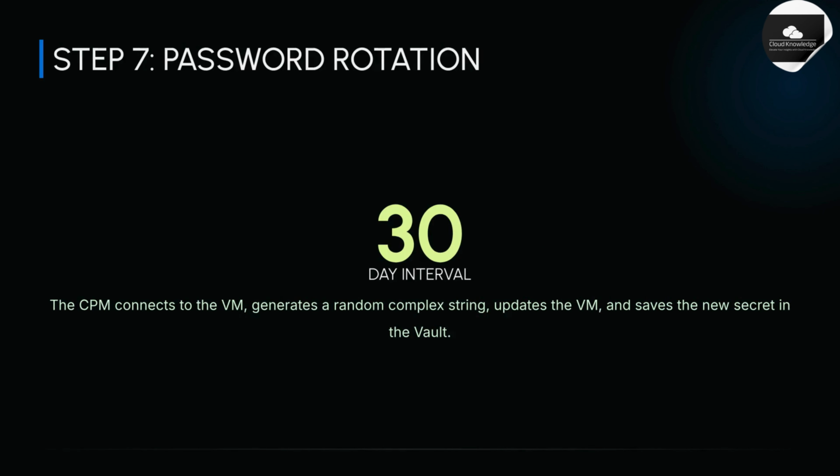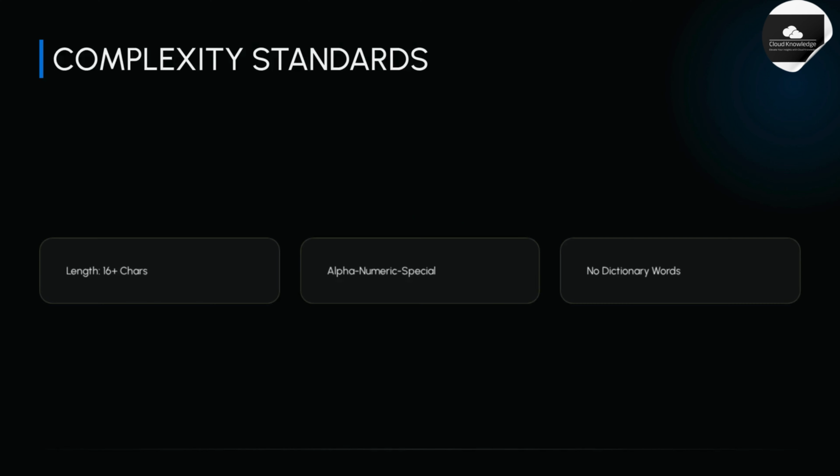Step 7 is password rotation, which occurs at a 30-day interval. The CPM connects to the VM, generates a complex string, updates the VM, and securely saves the new secret in the vault. Complexity standards for passwords are rigorously enforced to maximize security.